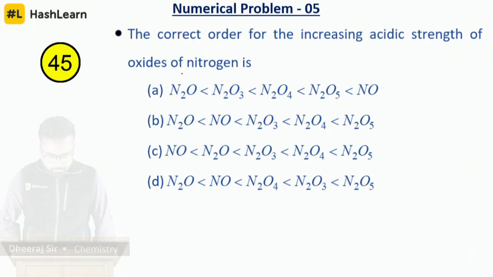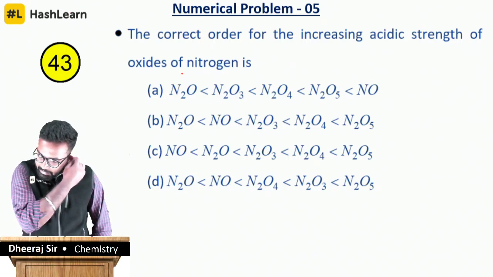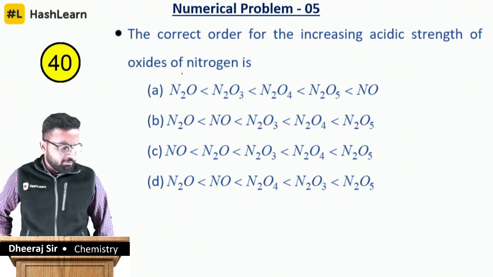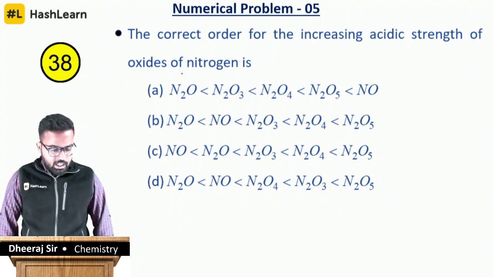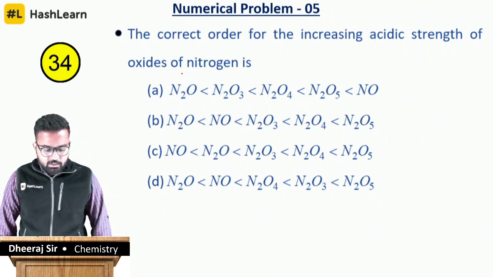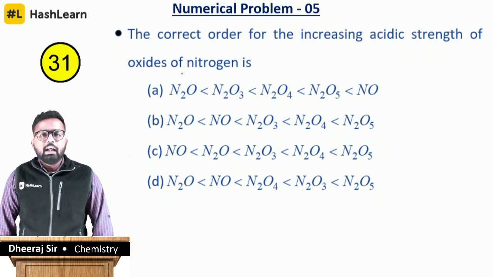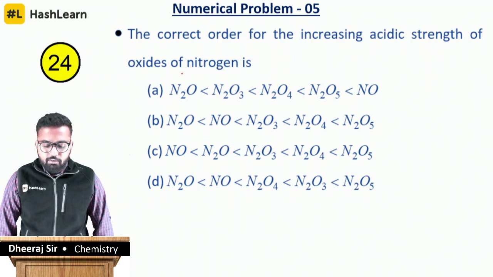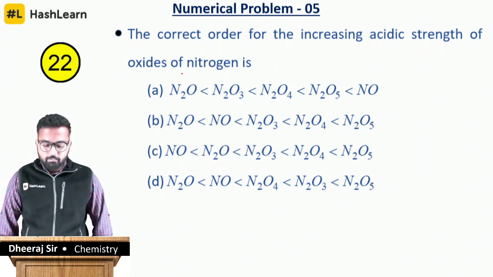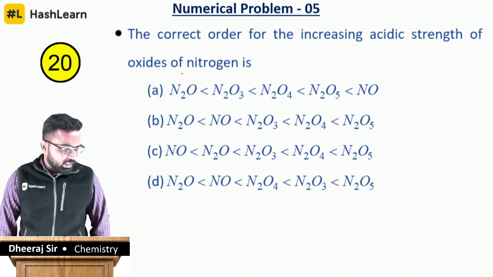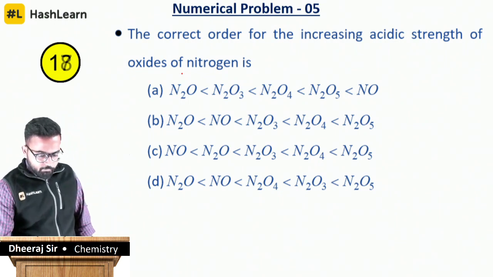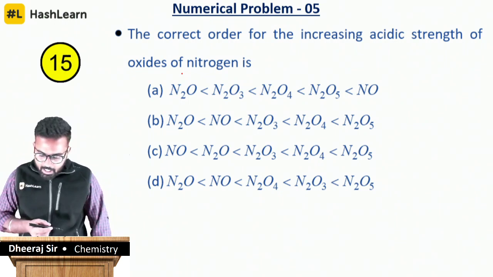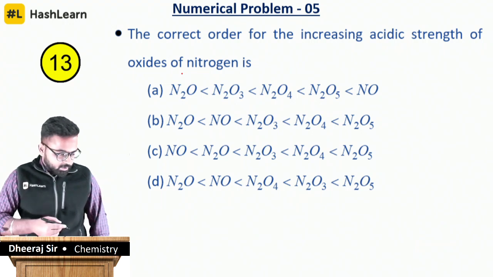So moving ahead, the correct order for the increasing acidic strength of oxides of nitrogen. Pretty straightforward question. You should be able to give us the answer. So when I take the same elements oxides, which parameter should I be looking into to look at the increasing strength of acids or acidic property? So which property will I be looking at? So you have N2O, N2O3, N2O4, N2O5 and NO. Which one will I be worried about?